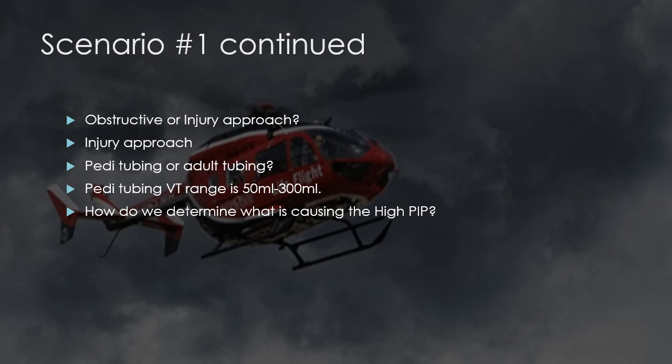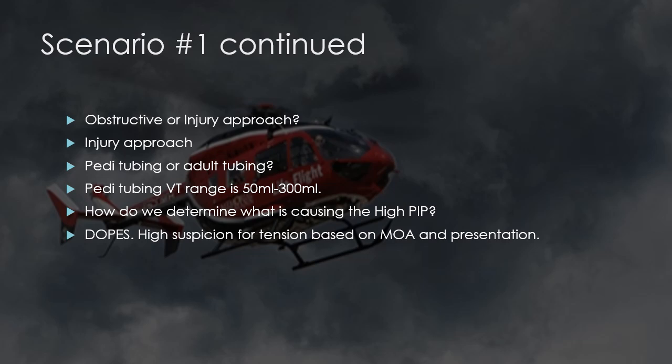So hopefully you're keyed in on the fact that you used the wrong tubing and you can switch over to PD tubing. And then we talked about in the previous slide how to review the causes of high PIP. Hopefully you have a good understanding of that. If you don't, please reference back to the beginning of the PowerPoint in which we talked about how to maneuver through that. And then obviously the primary treatment for this situation is going to be needle decompressions.